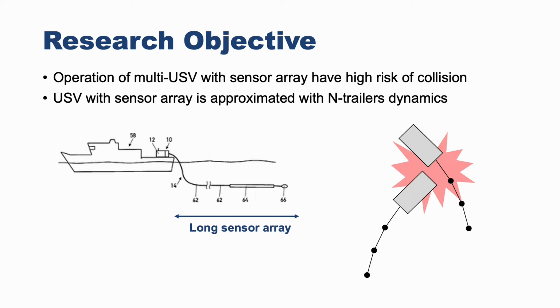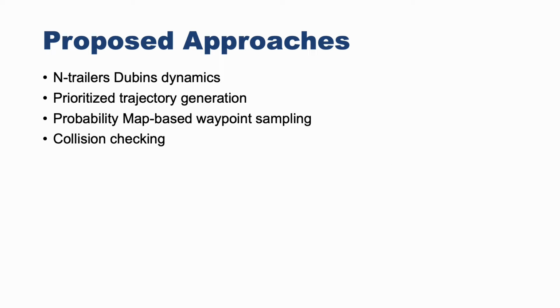The problem we are dealing with is how to operate a multi-USV with a sensor array without collision. Since we have to consider a long sensor array, these structures have a high risk of collision. To approximate the sonar array, we used end-trailer dynamics. We composed our algorithm using several theories including end-trailer Dubins dynamics, prioritized trajectory generation, probability map-based waypoint sampling, and collision checking. Each component will be explained in detail in the next several slides.